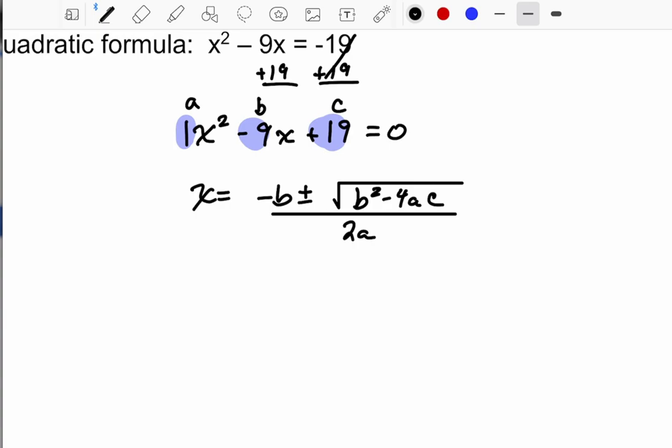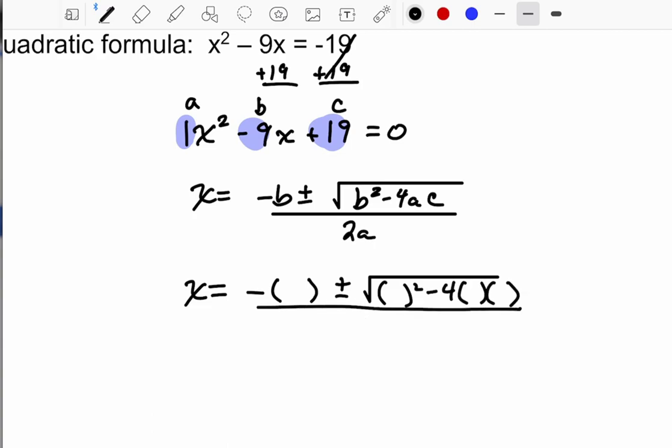Yeah. All right, so we're looking at x is equal to negative the b value. I'll just use parentheses to replace the constants first, then just plug it all in. So negative b, -9, plus or minus the square root of -9 squared, minus 4 times 1 times 19, all over 2 times 1.